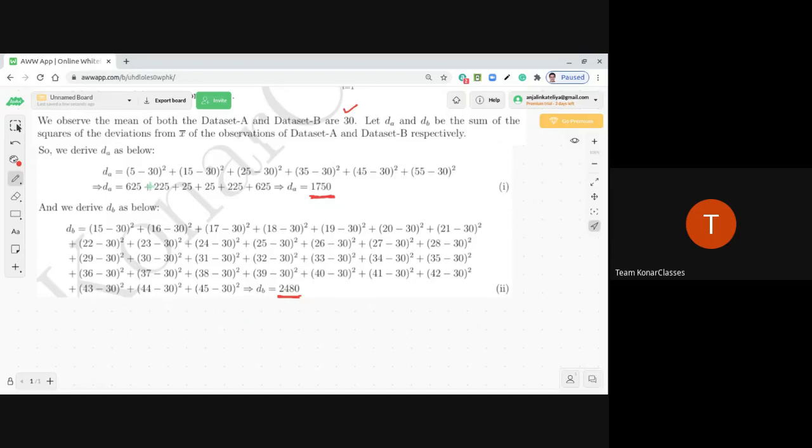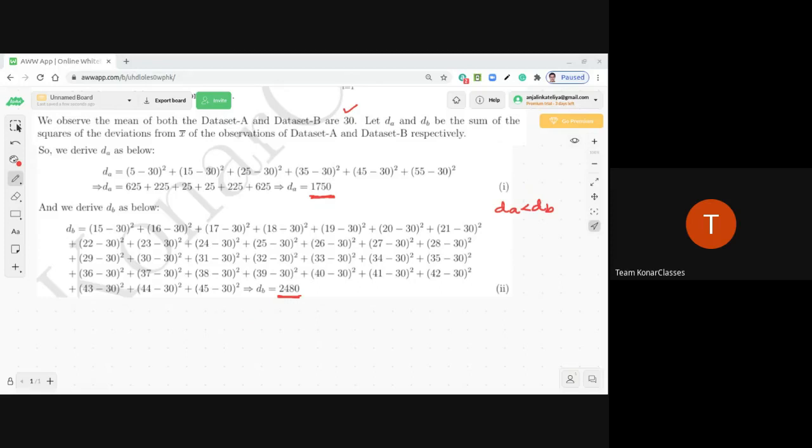Now, if you look into these two values, dA and dB, which are 1750 and 2480 respectively, we see that dA is less than dB. What it says is that dA less than dB means that the observations in data set A are less dispersed than the observations in data set B. Correct or not? Okay, but this is what we can conclude by looking into the numbers.